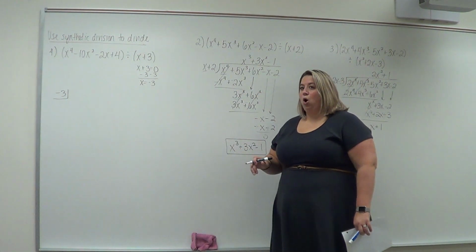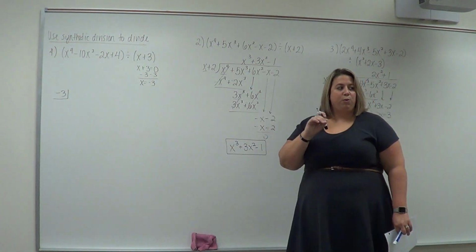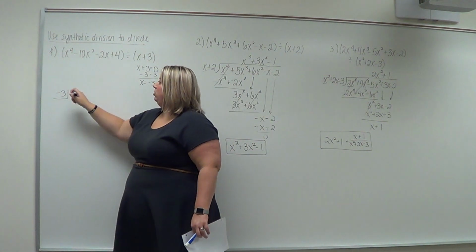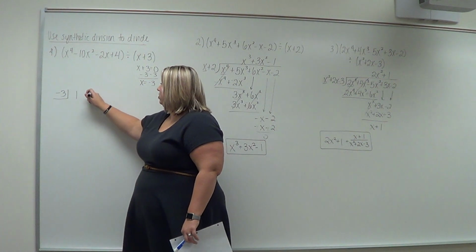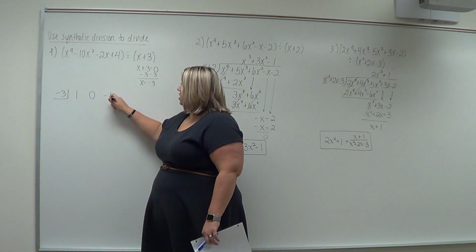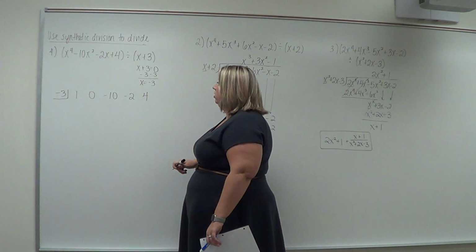Okay, then you're going to list all the coefficients, just like we did before. If it's missing something, we have to put a 0 in. So I start with x to the 4, so I have a 1. Okay, there's not an x to the 3rd, so we have to put a 0 in there. And then -10, -2, and then 4.